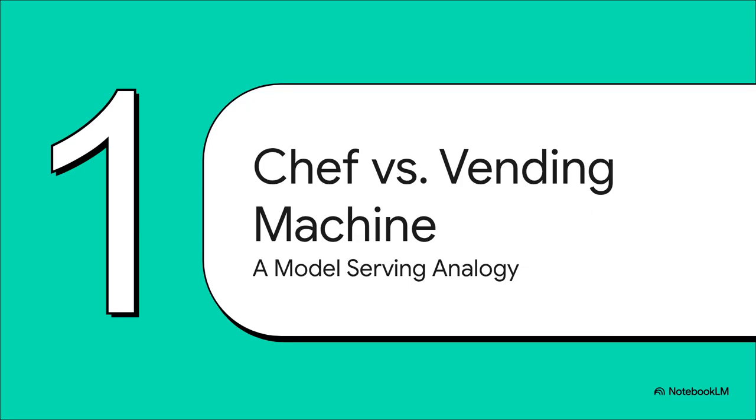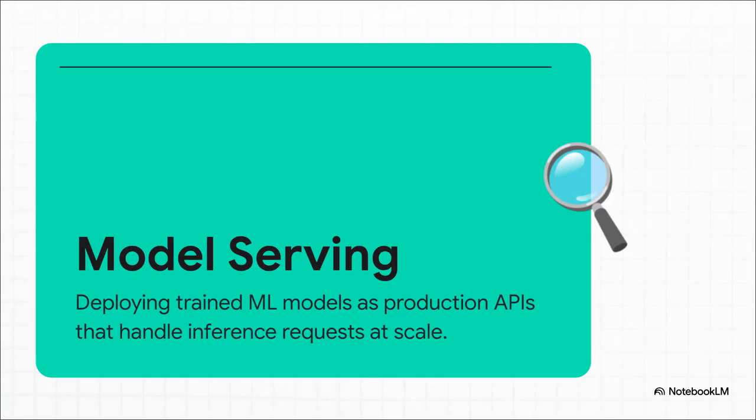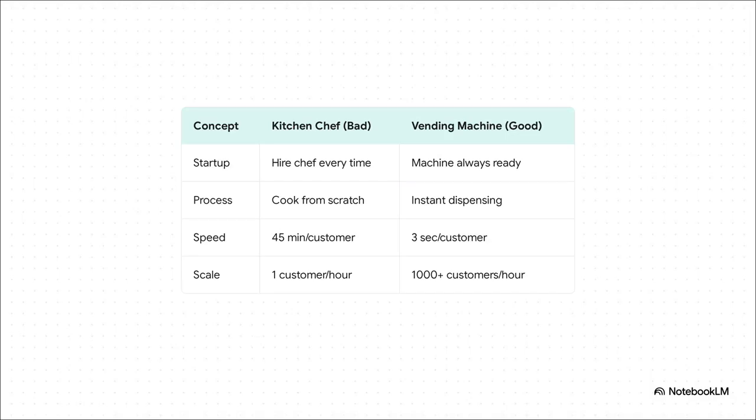To really get our heads around this, let's use a super simple analogy that just nails the core of the problem. We're going to compare a personal chef to a vending machine. The real solution to this whole mess, the professional way to do it, is a discipline called model serving. Basically, it's the art of taking your model from being just a cool science experiment on your laptop and turning it into a tough, scalable product that can handle all the chaos of the real world. And this table just illustrates it perfectly.